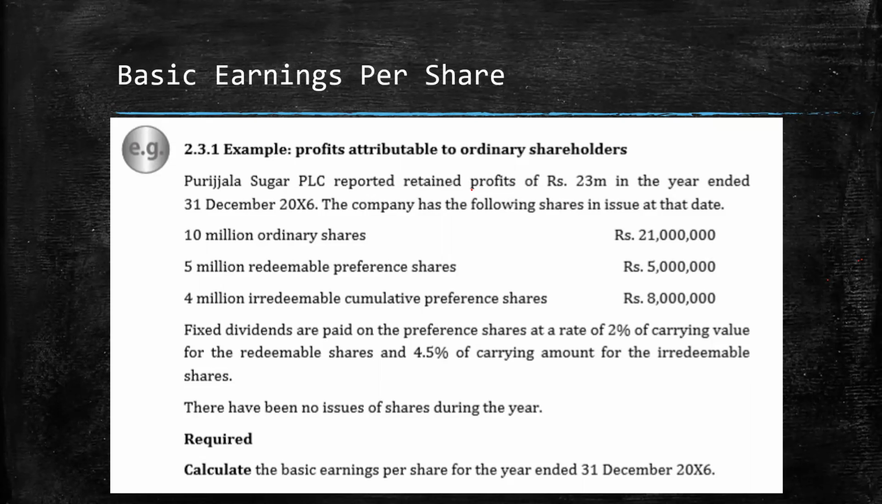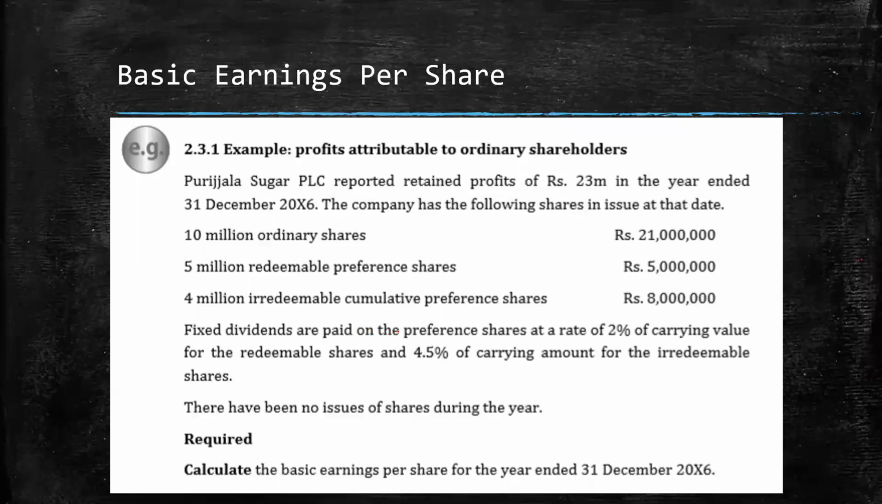The company has following shares in issue at that date: 10 million ordinary shares worth of 21 million rupees, 5 million redeemable preference shares. මේ 10 million කියලා කියන්නේ number of shares ගාන. මෙන්න මෙච්චර shares තියෙනවා. ඒ shares million 10 වටිනාකම තමයි 21 million. 5 million redeemable preference shares worth of 5 million rupees. 4 million irredeemable cumulative preference shares worth of 8 million rupees.